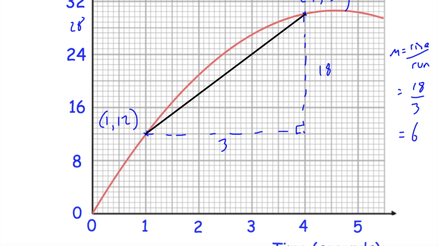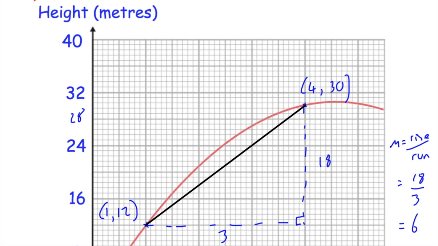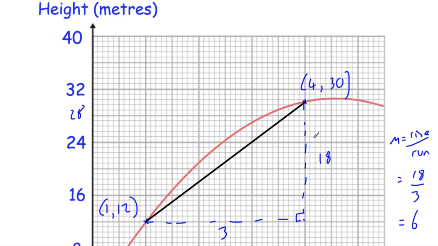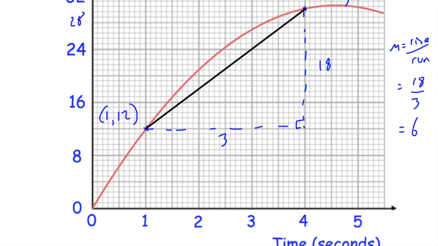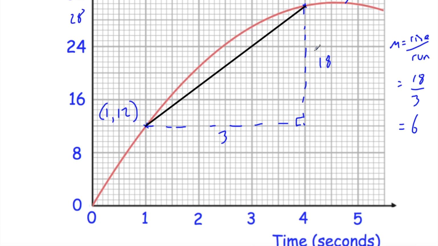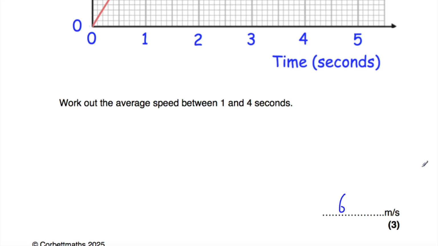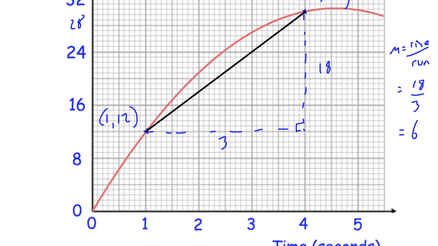Now, in terms of this question, we're finding the speed. So if we have a look here, we've got meters going up vertically. So the rise was in meters. The run was in seconds, so we're dividing meters by seconds, so that's going to be meters per second. So the answer will be 6 meters per second, and that's it.